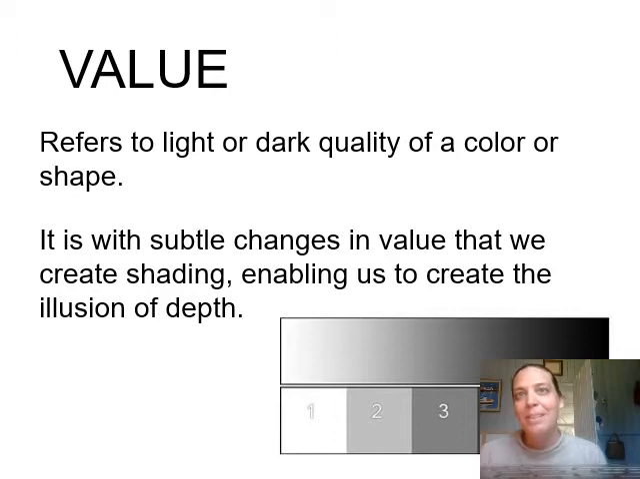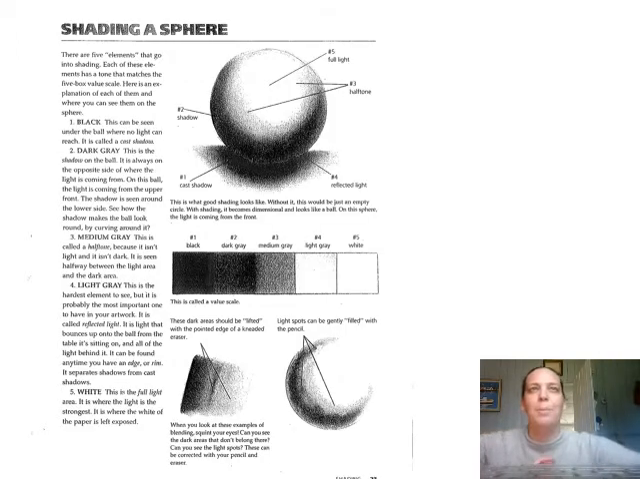Our last element that we're going to look at today is value. So value is referring to how light or how dark a color is. And that subtle change in value is what helps us create the illusion of depth in drawing. So let's look at that a little bit more carefully. So when we want to make a shaded shape, we use value gradations that follow the form of that shape to create shading and shadows, and that's how we create the illusion of depth on a 2D surface.